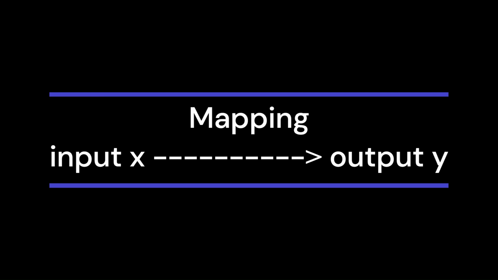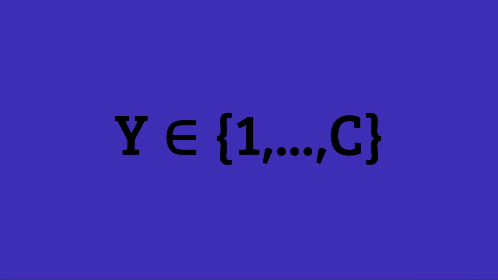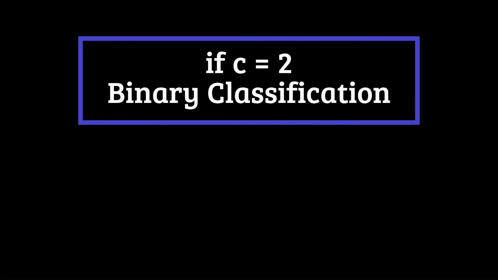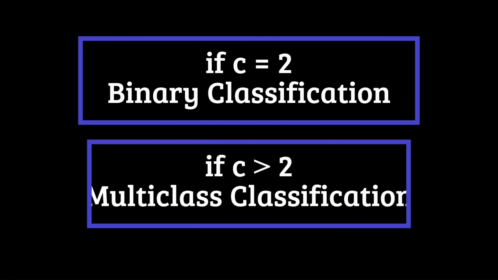So after this, let's begin to understand the first type of machine learning, and deep dive into that type, which is called predictive learning or supervised learning. In supervised learning, the goal is to learn a mapping from input X to output Y, where Y belongs to a set of classes going from 1 to C. If C equals 2, it's a binary classification. If C is greater than 2, it's a multi-class classification.